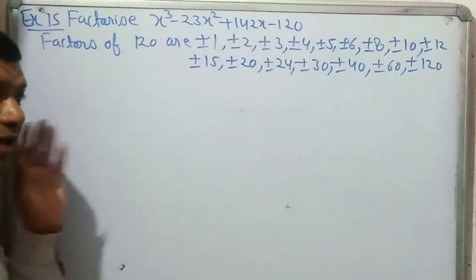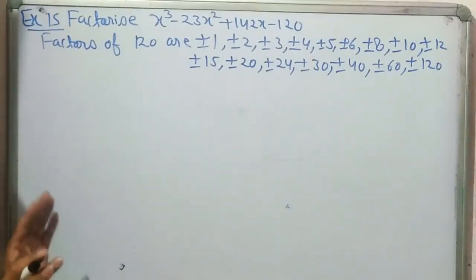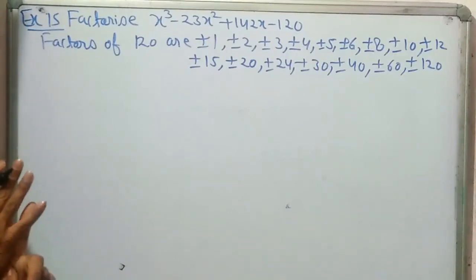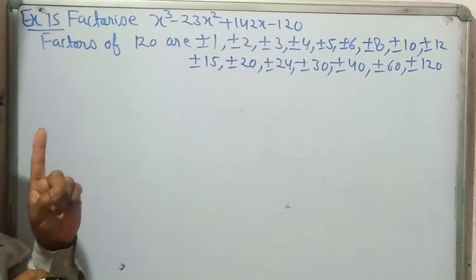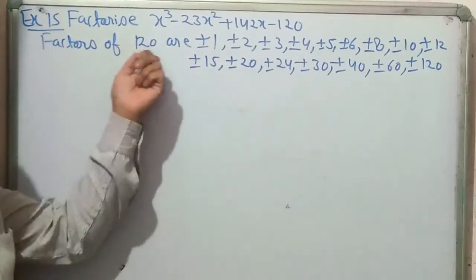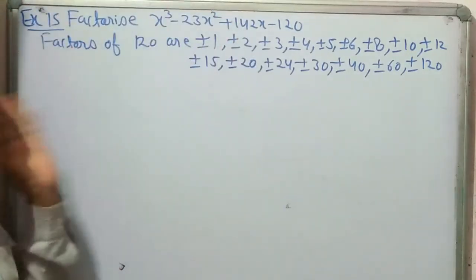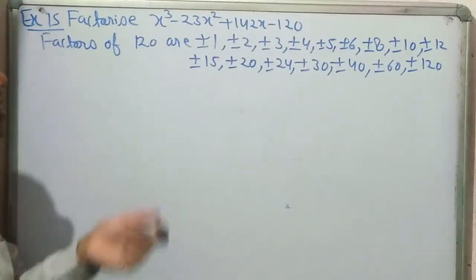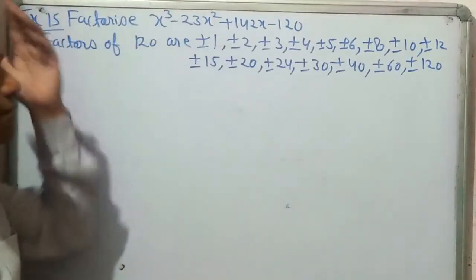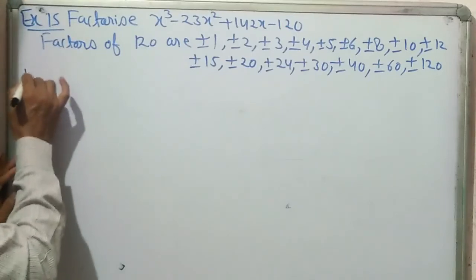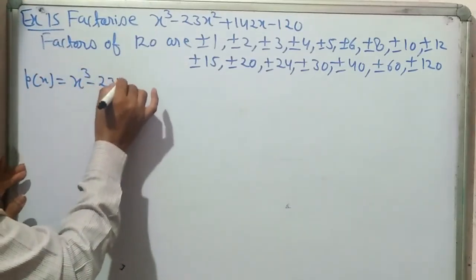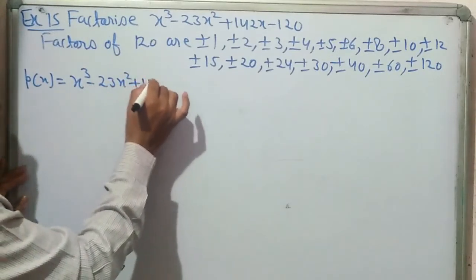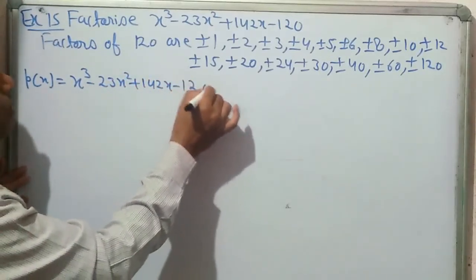We are not going to try all of them. We have to get only 1 zero. After that, we can convert it into a quadratic. I will tell you how. So first thing is we try with positive and negative 1. What is our Px? Px is x cube minus 23x square plus 142x minus 120.